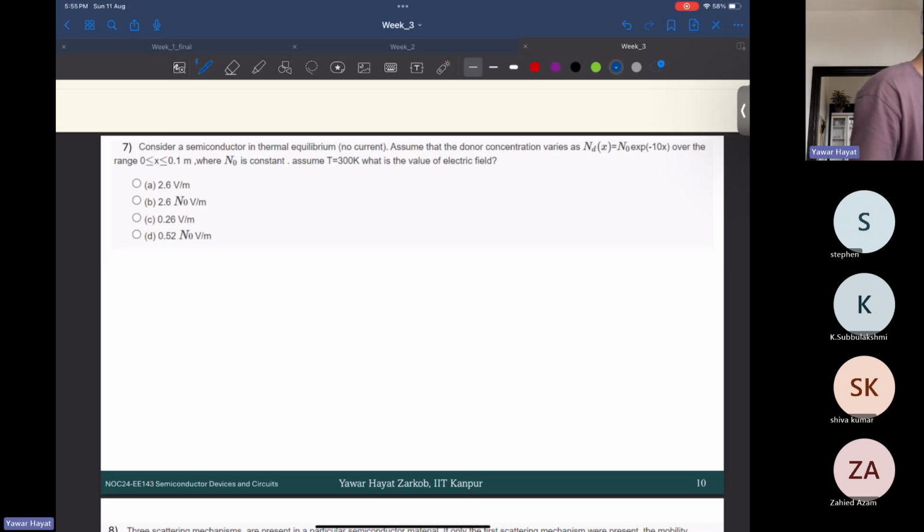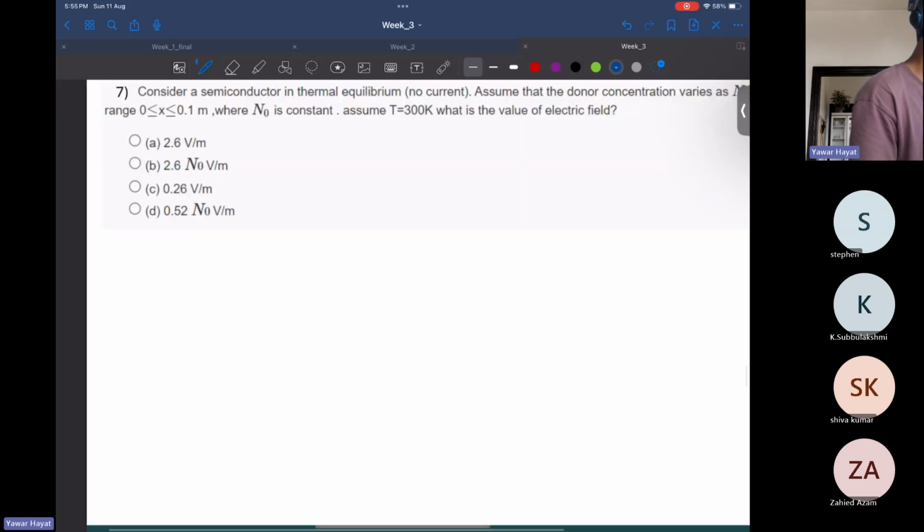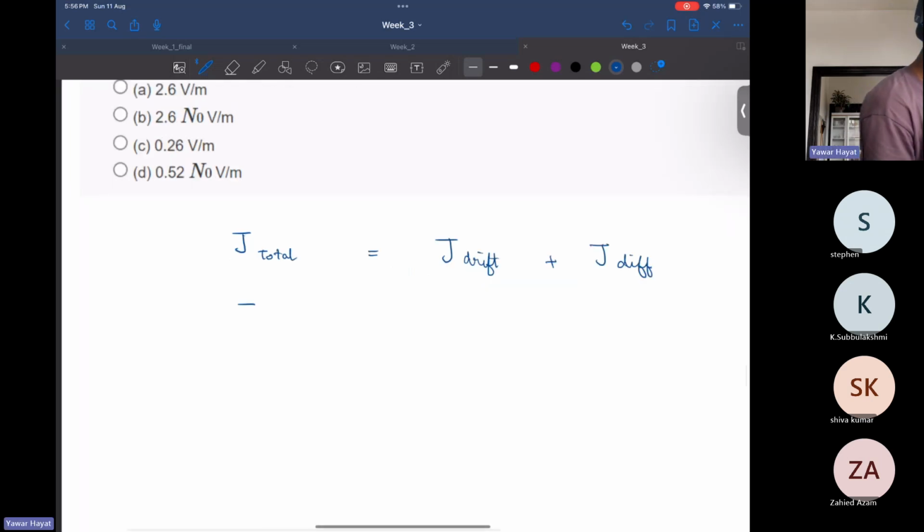So let me find this. You guys can attempt it. I'll do it at my end as well. I know that J total is equal to J drift plus J diffusion, right? So what is your I total current? Current is basically J drift times area, right?